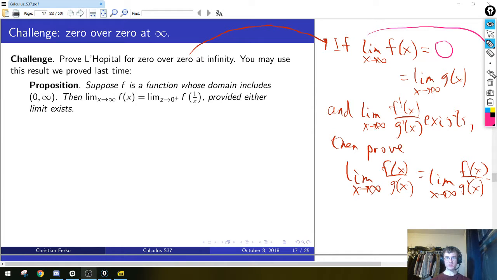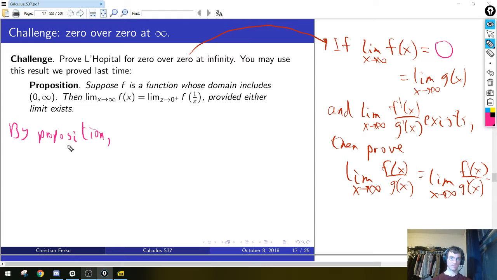Let's see, maybe we can start with these two statements here. So we know the limit of f as x goes to infinity is 0, and the same is true of g. So can we use our proposition to replace those two limits by statements involving a different variable, like z? Yes, we can, but I don't see how that helps us. Well, let's just follow our nose, because if the proposition was given as a hint in the challenge, then it might be a good way to start. So, okay. Alrighty, so... What should I write?